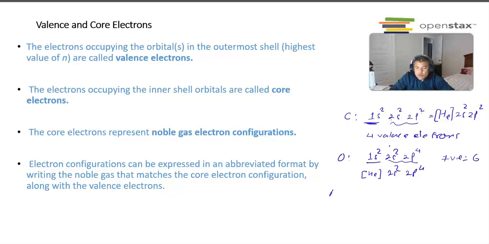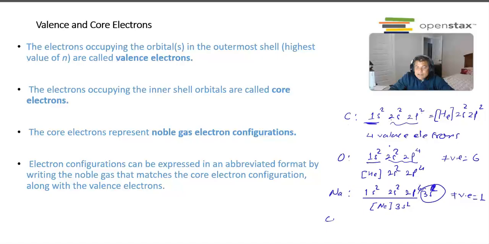Okay, similarly sodium. Sodium is 11, right? 1s2, 2s2, 2p6, 3s1. But 1s2, 2s2, 2p6 is the 10-electron neon. That's why neon and 3s1. So the highest energy level is 3. That's why the number of valence electrons is 1.